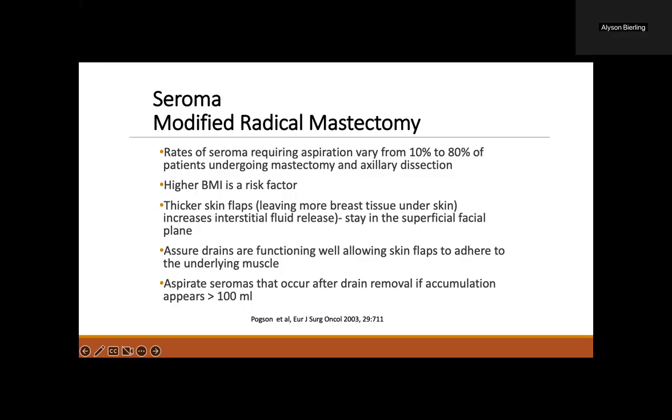So keeping your skin flaps thinner, staying in that superficial fascial plane between the subcutaneous tissues and the breast tissue will help. And assure the drains are functioning. Because really, as long as there's a space there, you're going to get a weeping of fluid into that space. So what we really need to have happen is for those skin flaps to adhere onto the muscle and chest wall back behind, and then you'll no longer have that fluid seeping into the space. So assuring the drains are functioning well, allowing the skin flaps to adhere, is key for this.